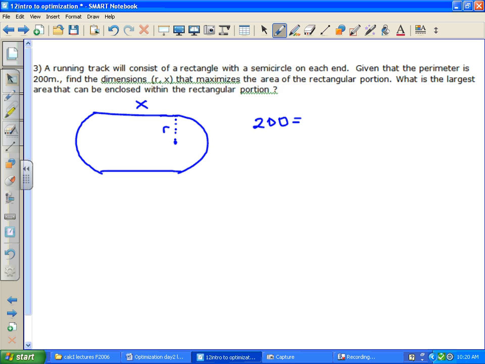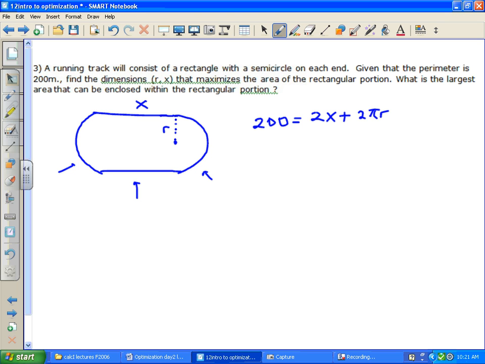Okay, the perimeter consists of 2x. This is the perimeter of the entire track. So it consists of these two lines, each side was x, and also these two half circles on either end. That really makes up a whole circle, doesn't it? So what is the circumference of the whole circle? 2 pi r. So the perimeter of this track consists of 2x plus 2 pi r, correct? That should be equal to 200. That's given.